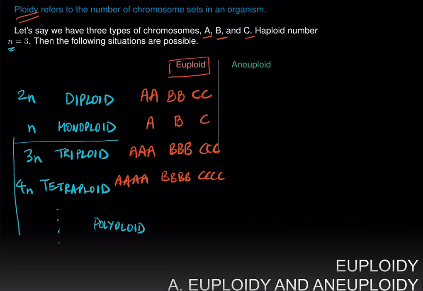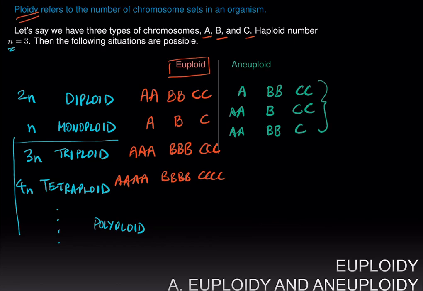Now, it's also possible in some situations to have a differing number of chromosomes. For instance, I could have just one copy of the A chromosome while having 2 copies of B and C, or I could have 2 A's and 1 B, 2 C's, or 2 A's, 2 B's, and 1 C.